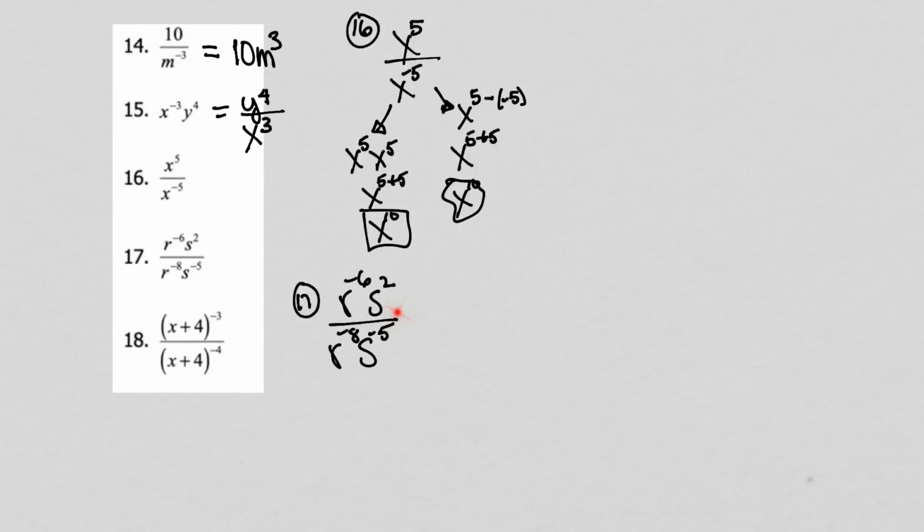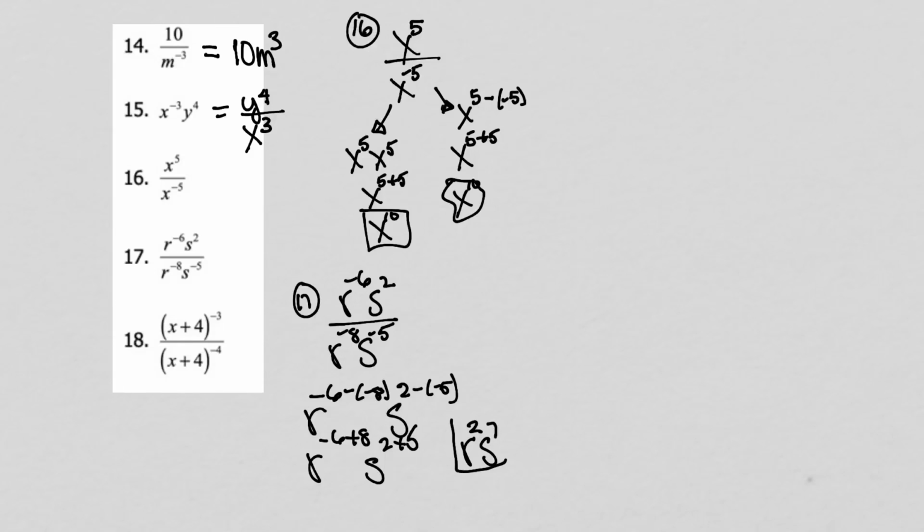Or we could just directly use the quotient rule. Let's just try the quotient rule here. So I'm going to get r, and now the top exponent minus the bottom exponent. I'll get s to the top exponent minus the bottom exponent. This will give us r to the negative 6 plus 8, s to the 2 plus 5. So this will give us r to the, now negative 6 plus 8 is 2, s to the 2 plus 5 is 7.